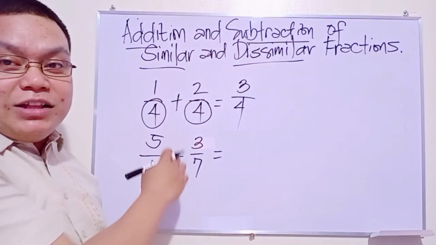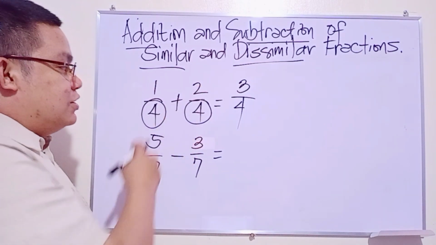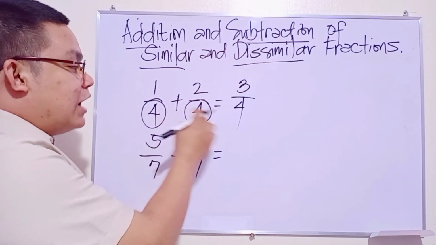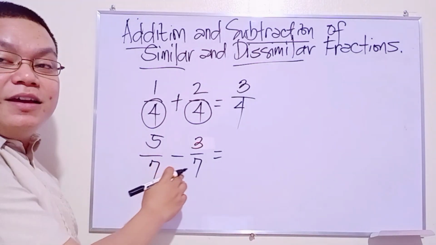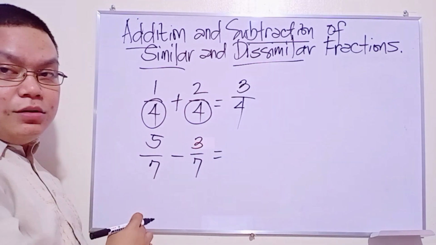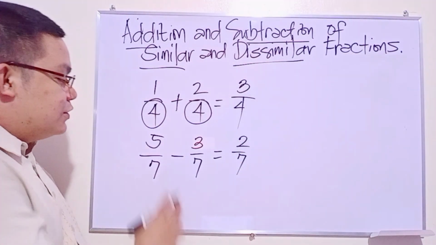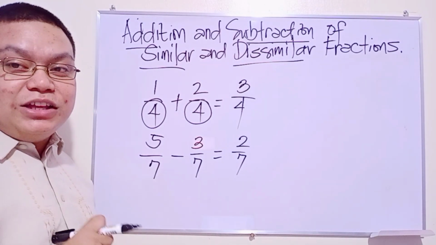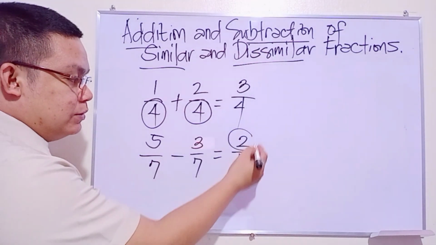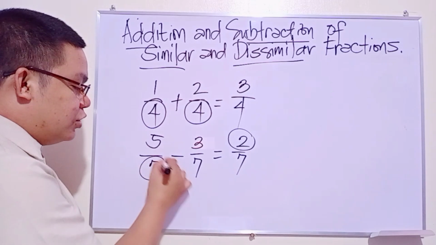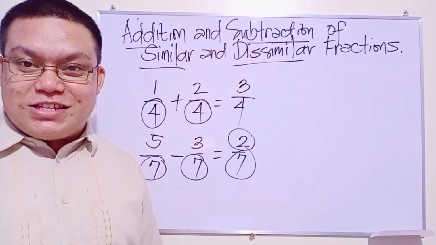In this case, class, we have addition of similar fractions, which is 1/4 and 2/4. So 1 plus 2 is equal to 3, and then copy the denominator 4. Dito naman, we have subtraction. So 5/7 minus 3/7 is equal to 2/7. How, sir? So sabi nga po ni sir, you're going to add or subtract the numerator, then you copy the denominator. So 5 minus 3 is equal to 2. Then copy the denominator, which is 7. That's very simple. Kapag similar fractions.